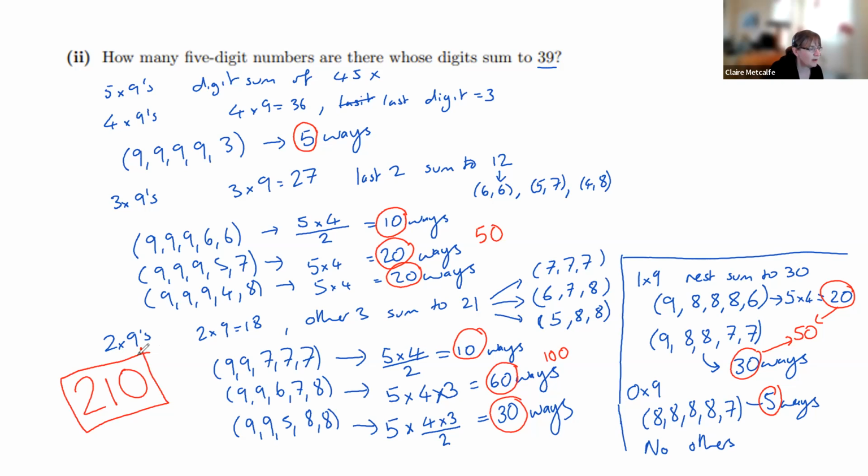However, it must be stressed that if you're doing this question and you just wrote down the answer 210 with no working, you wouldn't get the marks. You need to see the justification that you have found all the ways and that you have shown that there aren't any other ways as well.